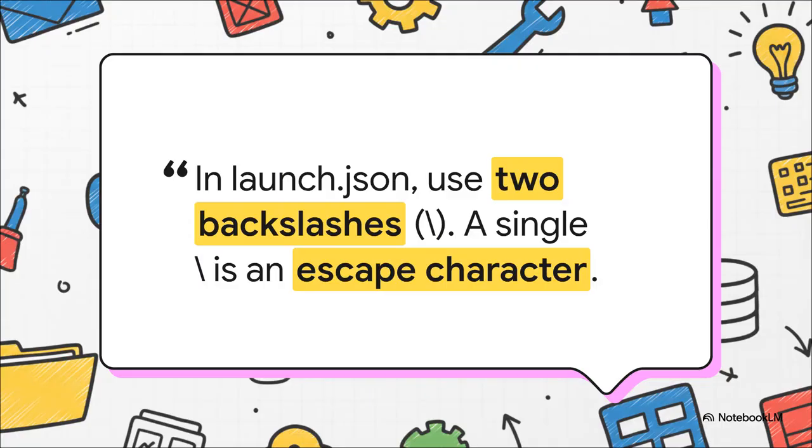This is an absolute game changer for hunting down bugs. And one final super critical tip for you. When you look inside that launch.json file, you'll see the paths have double backslashes, like ecommerce\\manage.py. You have to keep it that way. In this type of file, a single backslash is a special escape character, so if you only use one, your path will be broken and the debugger just won't work.